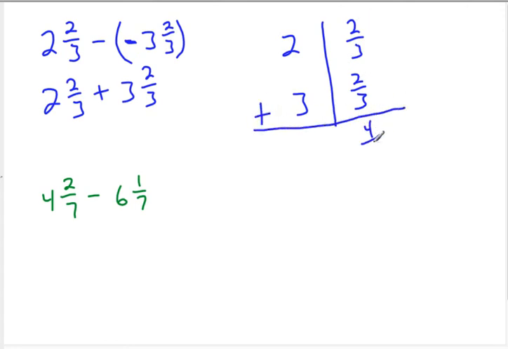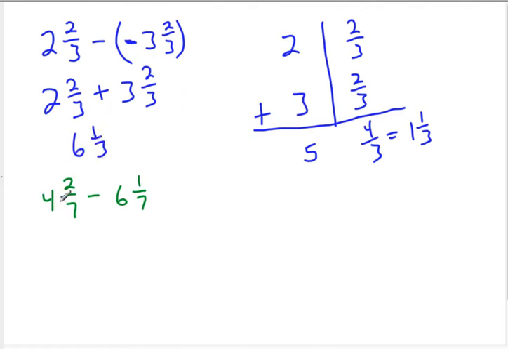2/3 plus 2/3 is 4/3, and then 2 plus 3 is 5. Now remember, 4/3 is improper, and since we're already going to have a mixed number, you don't want to have a mixed number and an improper fraction. So let's change this to be 1 1/3, because this is more than a whole, right? And so it's actually going to be 5 plus 1 1/3, which is 6 1/3.